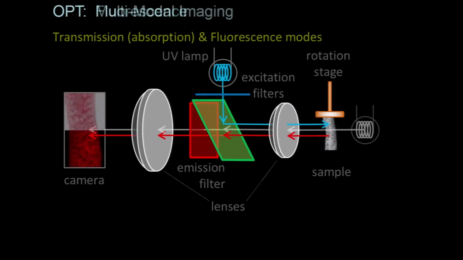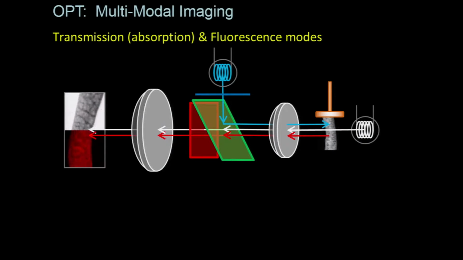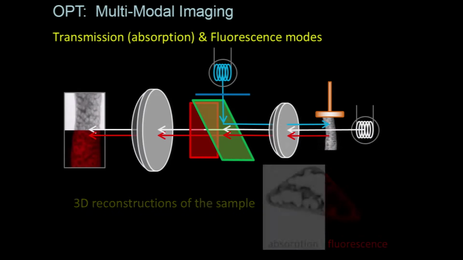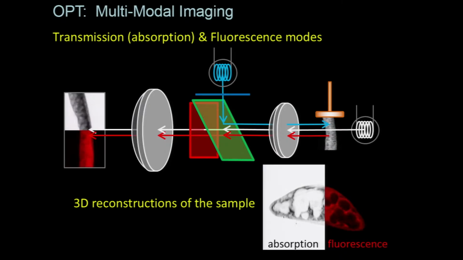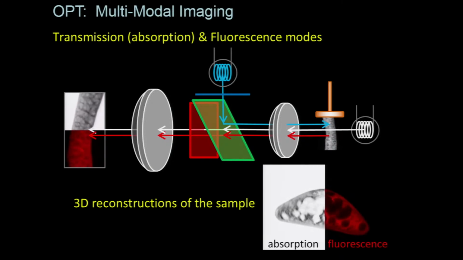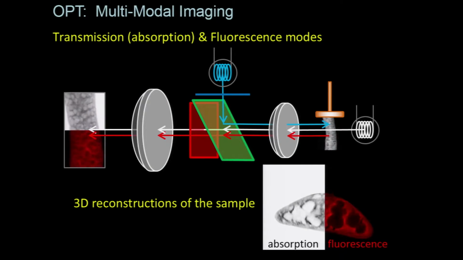I guess the point here is that we can do both of these things, the transmission and the fluorescence contrast. We get the nice reconstructed data sets that are co-aligned to each other. So it gives us this multimodal type of imaging.